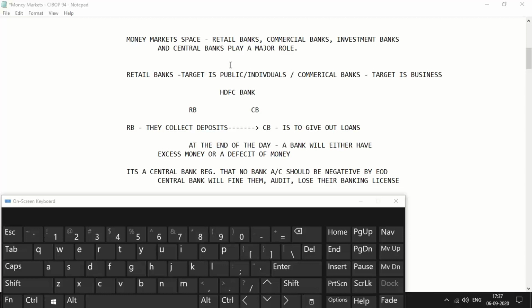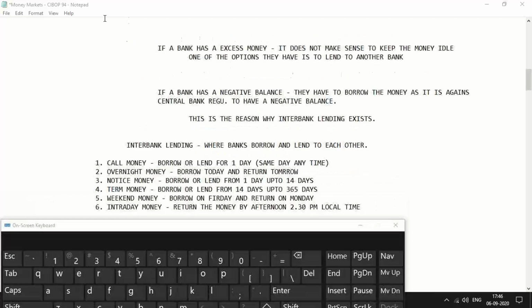Because of this reason of having positive and negative balances, interbank lending exists. When we talk about interbank lending, there are six terminologies that we use. The first one is call money. With call money, you either borrow or lend for 1 day. You can borrow the money, but you have to return it the same day, at any time. That's the idea with call money. The second one is overnight money. What is the idea of overnight?